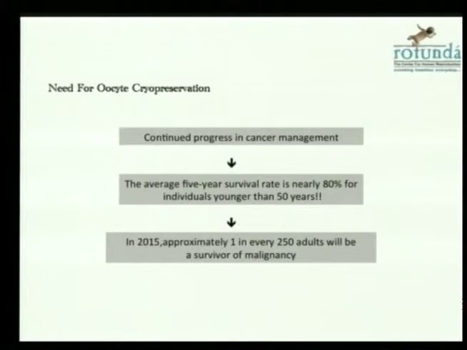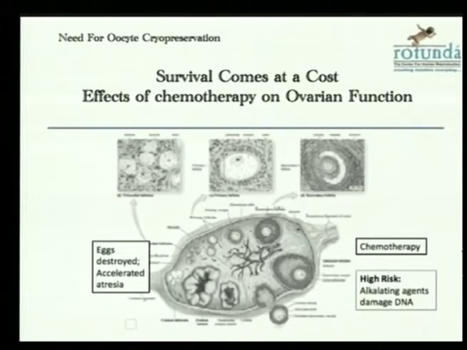Now, medical reasons such as fertility preservation for cancer patients. With improvements in cancer treatment, it is estimated that by the year 2015, one in every five cancer patients will survive, and one in every 250 individuals will be a cancer survivor. Now, this is a tremendous new hope for these cancer patients, and it is raising new concerns about their fertility. Because as we know, survival comes at a cost for these patients, cost of their fertility, because there is adverse effect of chemotherapy on ovarian function.